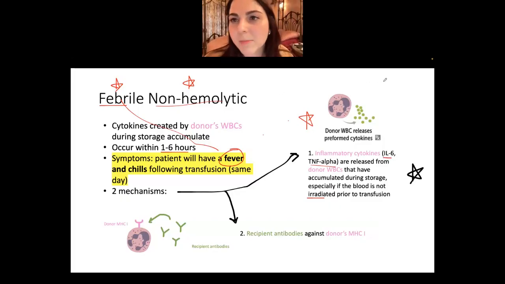I put this one in here because someone last year found a question where there's another mechanism for febrile non-hemolytic. But just know that the previous one is the more common one. That's why I put the star here. I added this because it was in a question last year. It would be the recipient, the person receiving the blood, making antibodies against the donor's MHC. When that happens, it's triggering an inflammatory response, right? It's an antibody binding to an antigen. You get an inflammatory response, but it's going to present the same way.